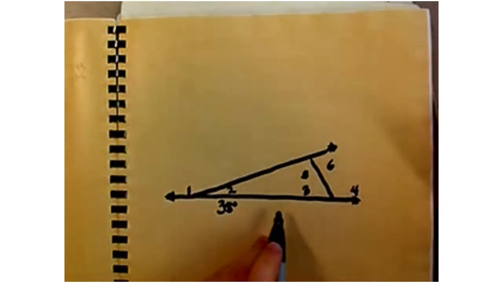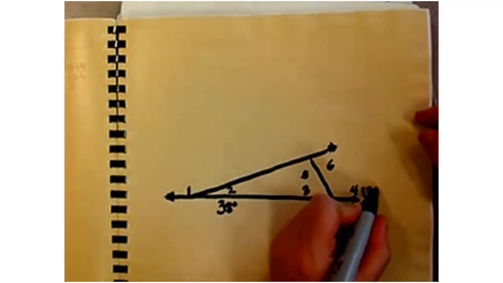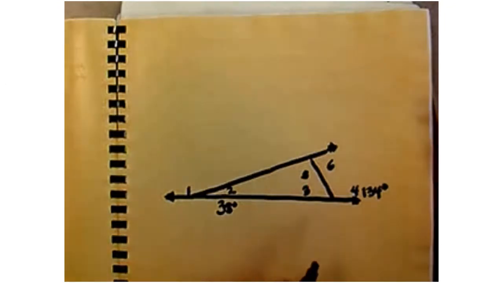The measure of angle 4 is 134 degrees, so that's an exterior angle. That's all they're giving you. What is the measure of angle 5?